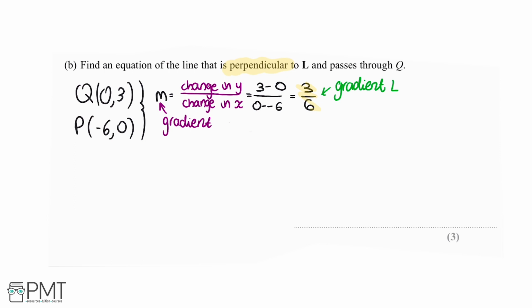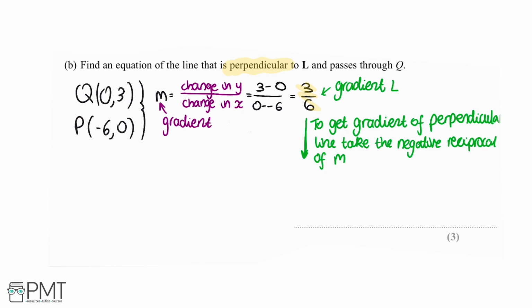So now we want to find the equation of the line that is perpendicular to L. To get the gradient of the perpendicular line, we need to take the negative reciprocal of the gradient. So we flip the numerator and denominator to get 6 over 3, and we make it negative. This is the gradient of the line perpendicular to L.